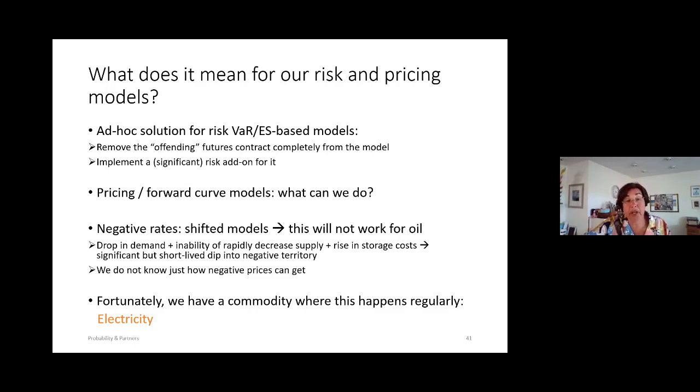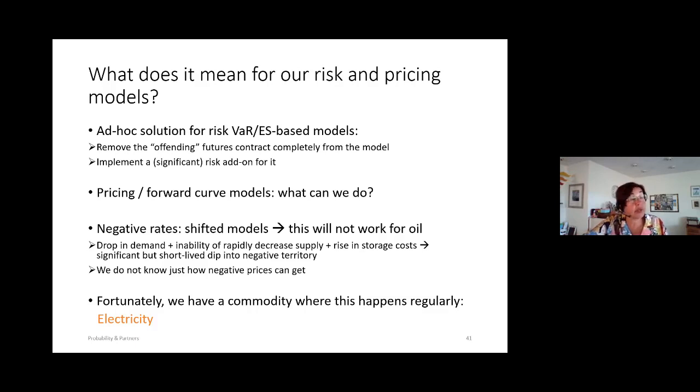First of all, because we do not know just how negative prices can get. I mean, this was what we think is a perfect storm, but who says it can't go even lower? I think it can. However, on the other hand, this was indeed a perfect storm: a drop in demand, an inability to decrease supply, and a rise in storage costs produced this significant but very short-lived dip into negative territory, plus the fact that the futures were expiring.